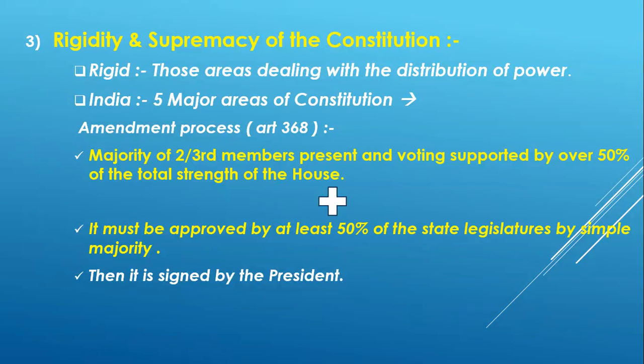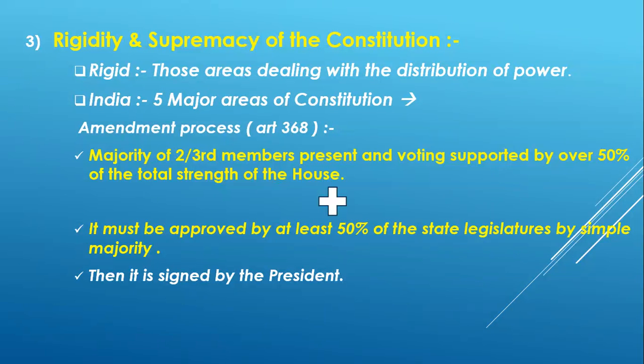Okay, so there are 5 major areas. Now friends, what is the amendment process of these 5 major areas? First of all, the amendment can be introduced in either house of the Parliament, Lok Sabha or Rajya Sabha. For example, the bill is introduced in Lok Sabha. Now that bill should be passed with the majority of 2/3 of the members present and voting, supported by over 50% of the total strength of the house.